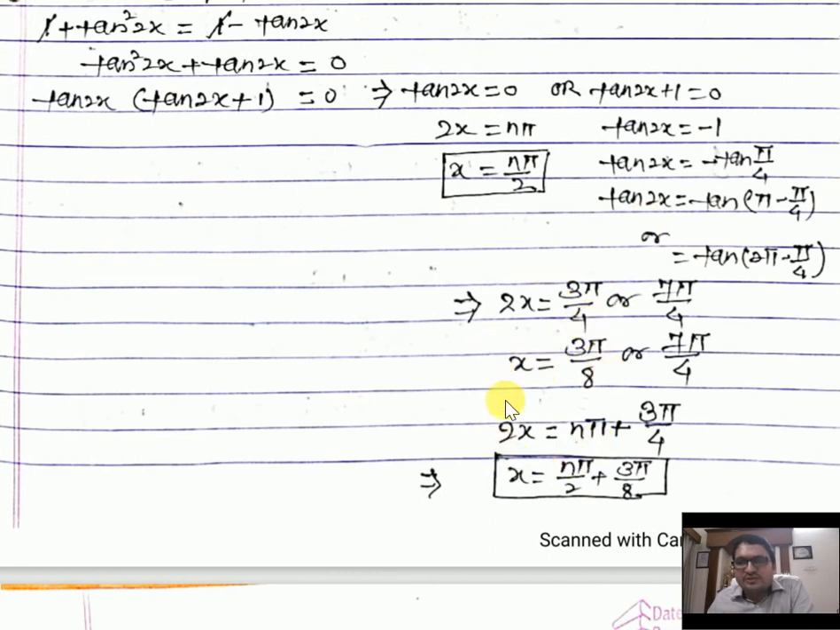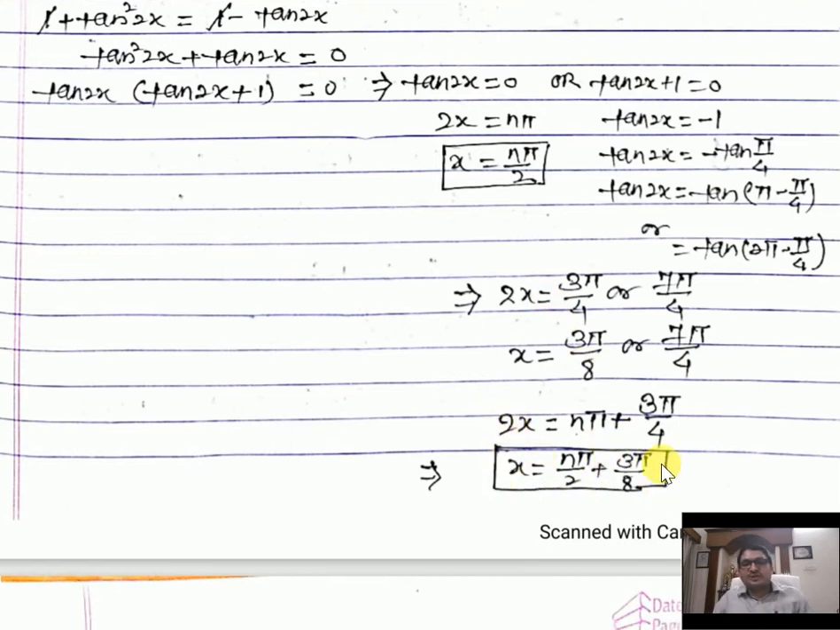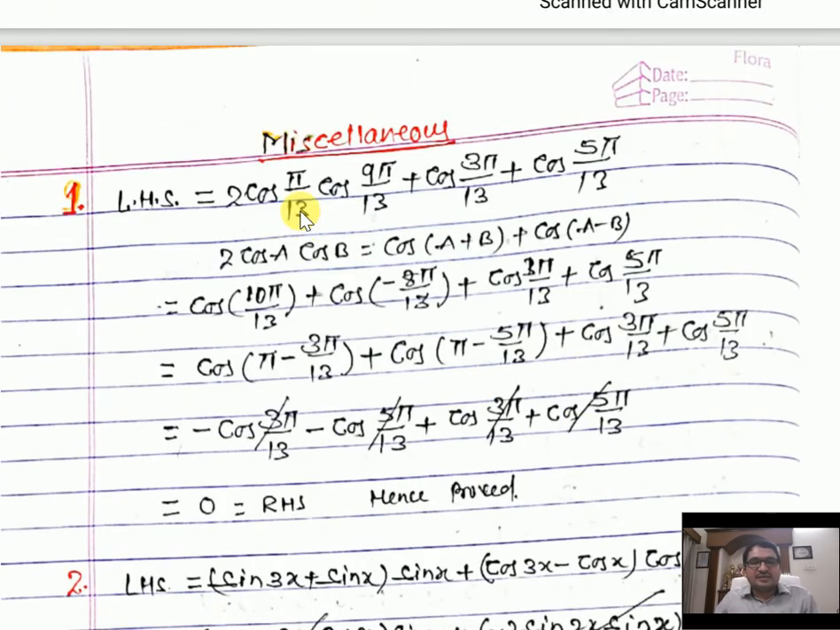So 2x will be equal to n pi plus alpha. Alpha means 3 pi upon 4. So x will be equal to, transpose 2 to the right hand side, n pi upon 2 plus 3 pi upon 8. Miscellaneous exercise question number 1.